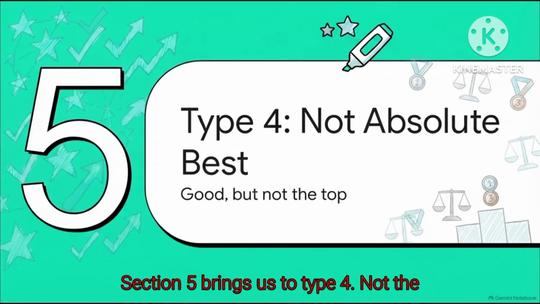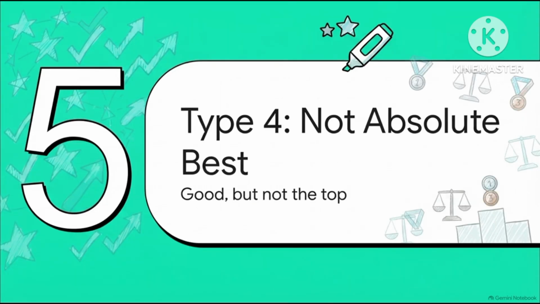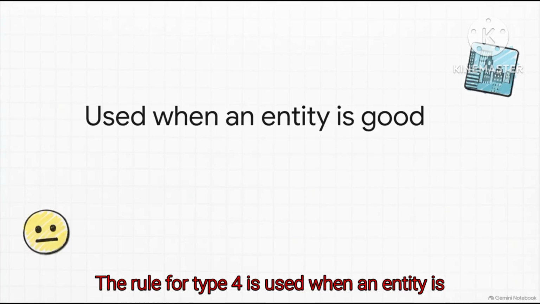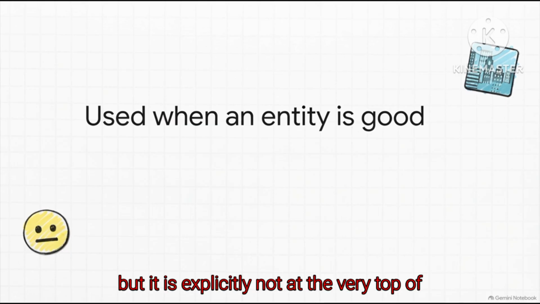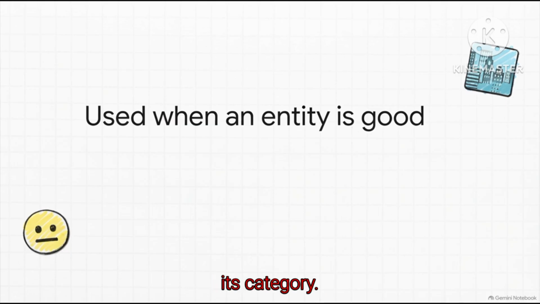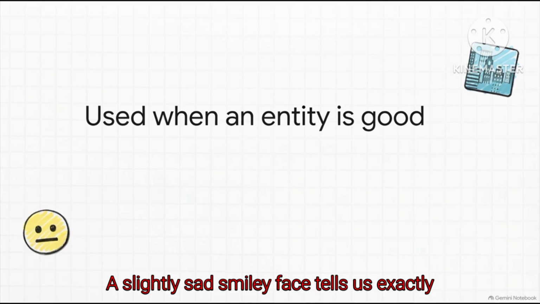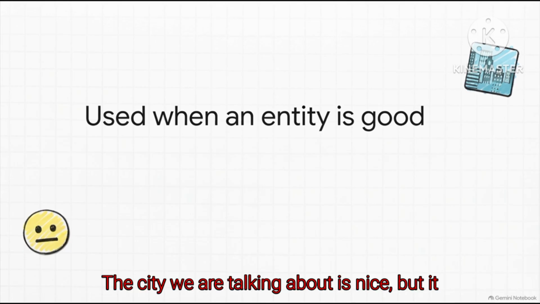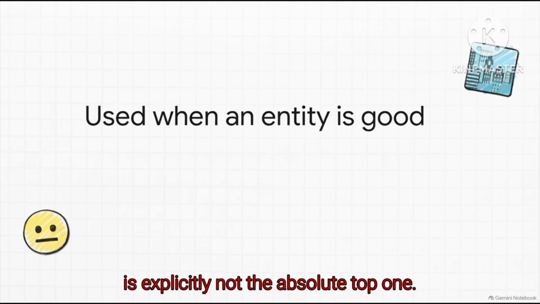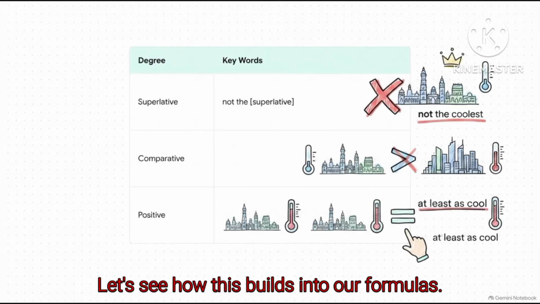Section 5 brings us to Type 4, not the absolute best. The rule for Type 4 is used when an entity is good or cool or large, but it is explicitly not at the very top of its category. A slightly sad smiley face tells us exactly this. The city we are talking about is nice, but it is explicitly not the absolute top one. Let's see how this builds into our formulas.